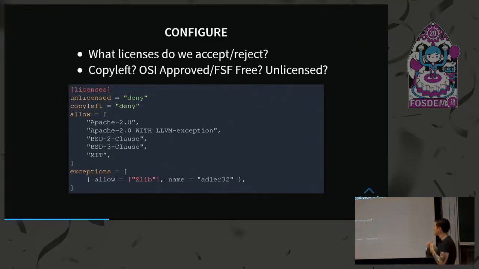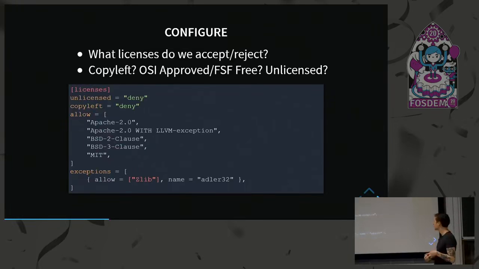And so this is a short snippet of a configuration that you could have. You can configure what happens with unlicensed crates, crates that have copyleft, and a set of licenses that you explicitly allow, as well as exceptions for cases where you don't want to blanket allow a particular license across all crates, but only on a particular crate. And then you can have other things like FSF free or OSI approved as well.